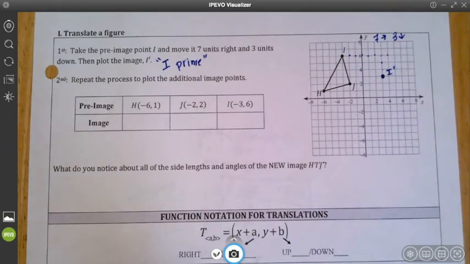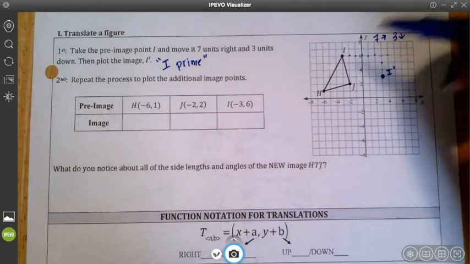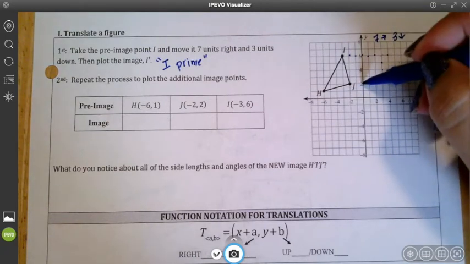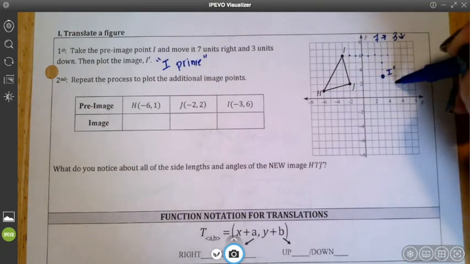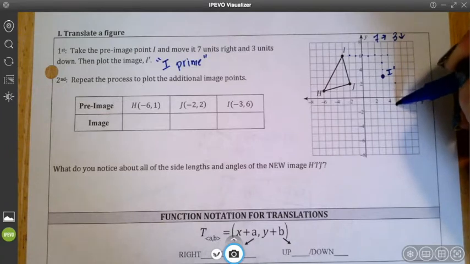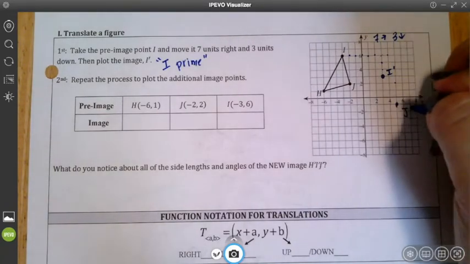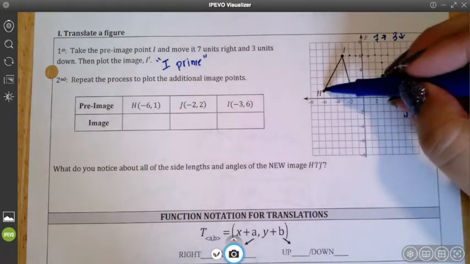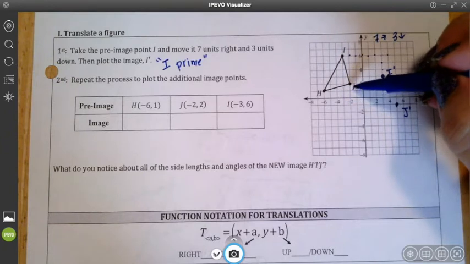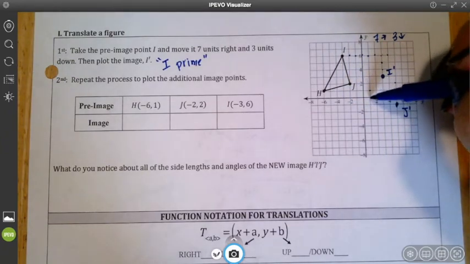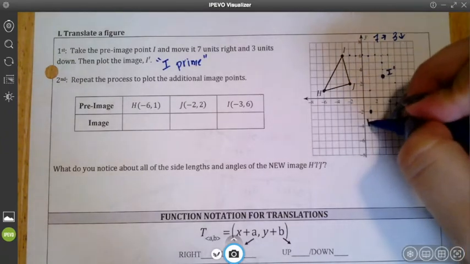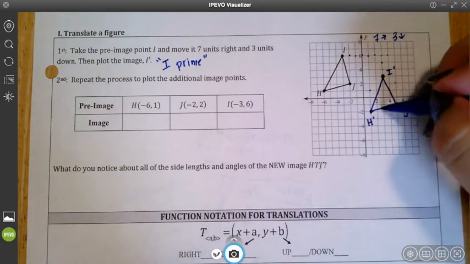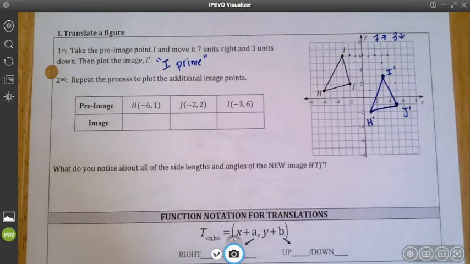And then we're going to find our other points. So we're going to do the same thing for point J, 7 to the right and 3 down. So 1, 2, 3, 4, 5, 6, 7 to the right and 3 down. And that becomes J prime. And then we'll do the same thing for H. 2, 3, 4, 5, 6, 7 to the right and 3 down gives us H prime. And then if we connect those 3 points, that is our new triangle.